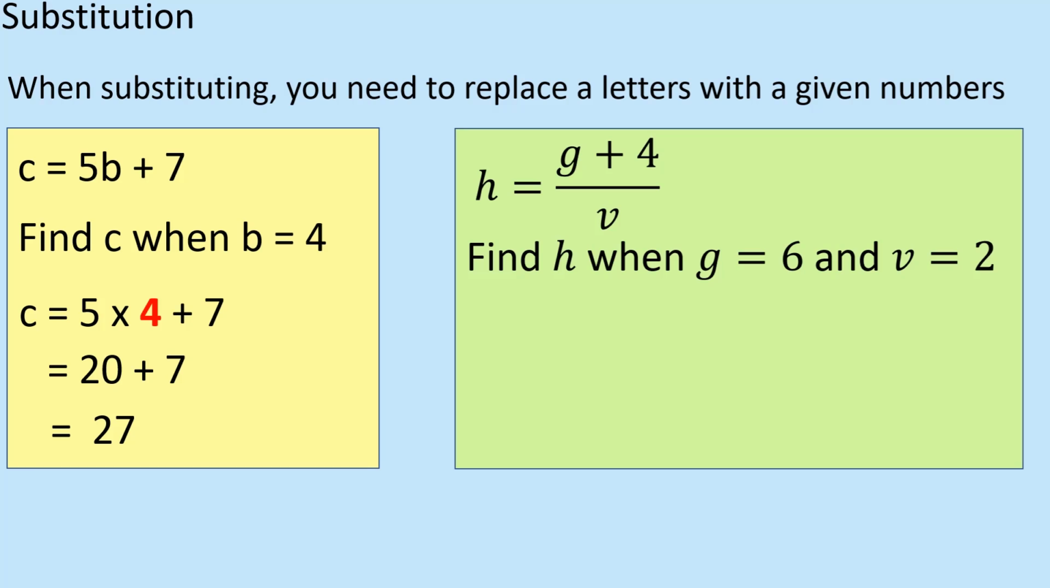So find h when g equals 6 and v equals 2. We're going to put two numbers in, replacing the g and the v with the 6 and the 2. I've got 6 plus 4 over 2. So this is 10 over 2, which is 10 divided by 2, which is 5. And hey presto, we are done. Relatively straightforward, just substituting numbers in.